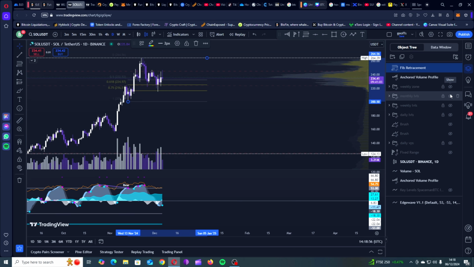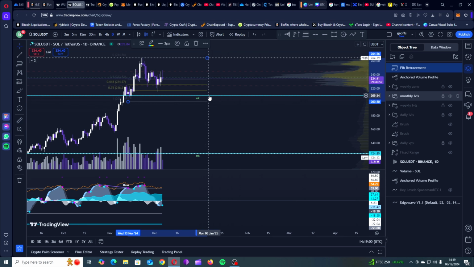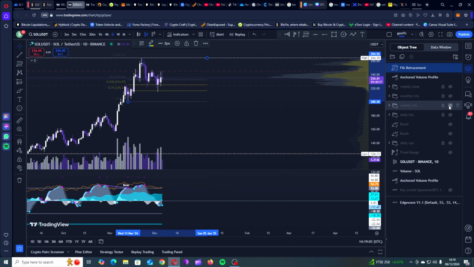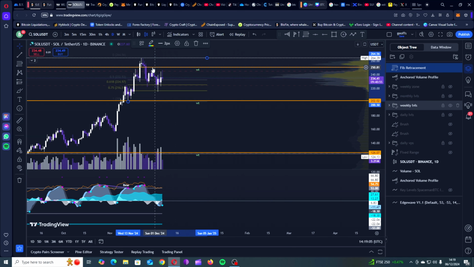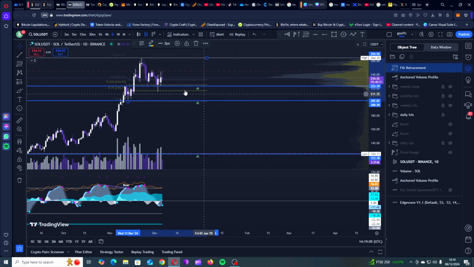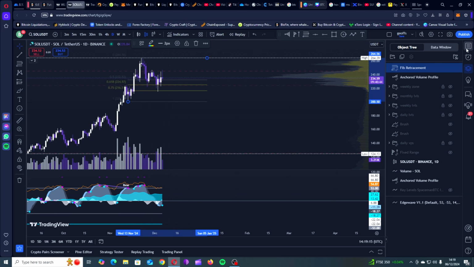Weekly zone. We're in a high level weekly resistance zone. Monthly, want to hold this monthly level. Weekly, got rejected from that weekly. Daily, want to hold this daily really. If we can hold this daily, possibly go for them highs. So that's Sol.